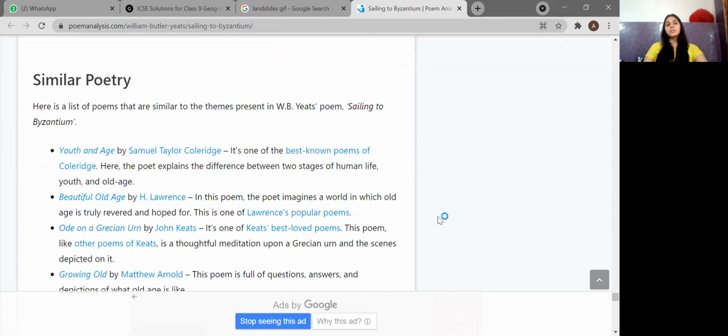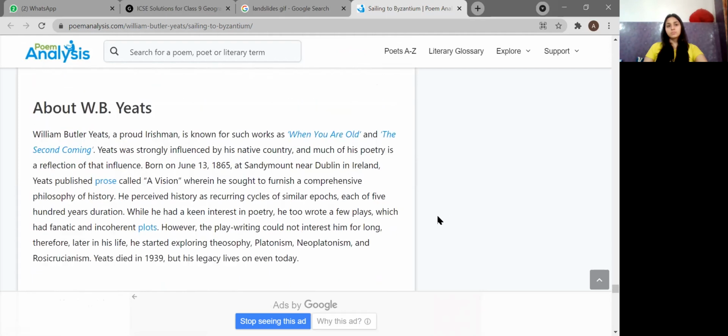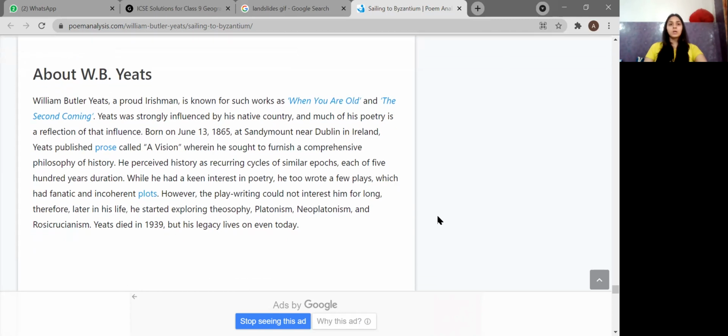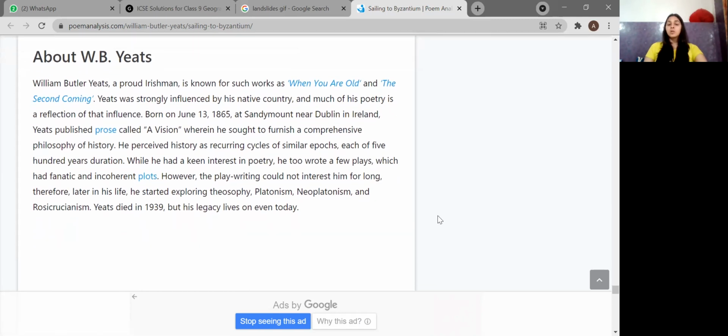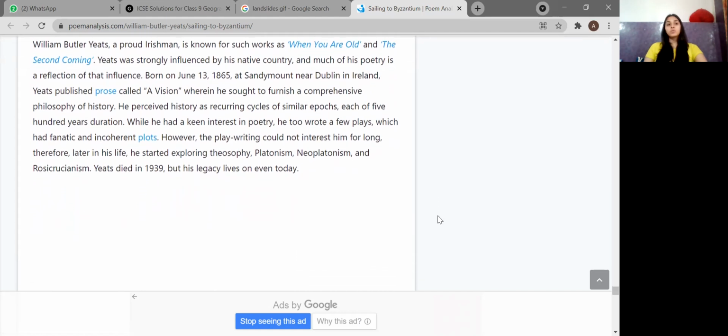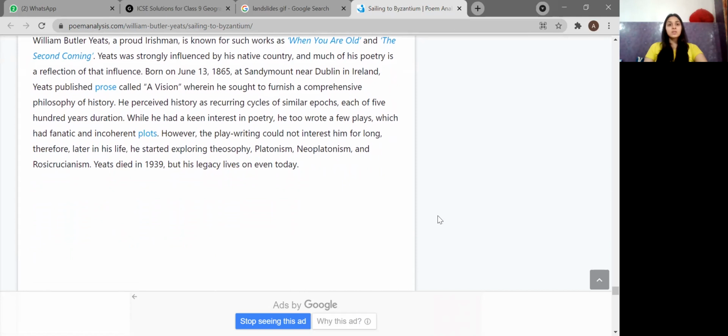So we've already done about W.B. Yeats. Let's see who he is in short. In short, we'll just finish off with it. Okay, he was a proud Irishman. He's known for his work. He was very strongly influenced by his native country. Much of his poetry is a reflection of that influence.